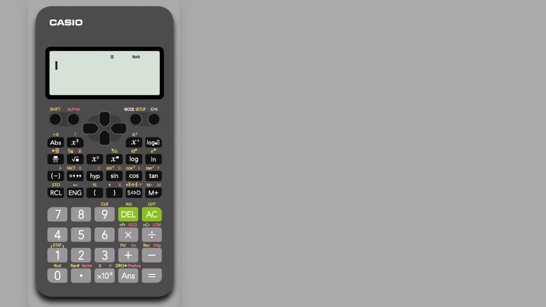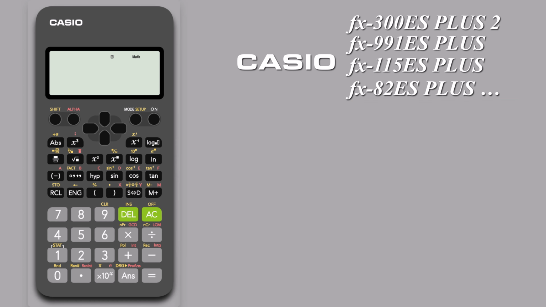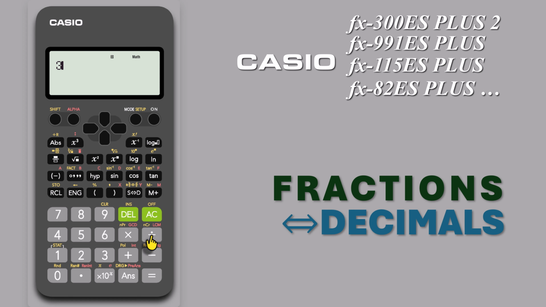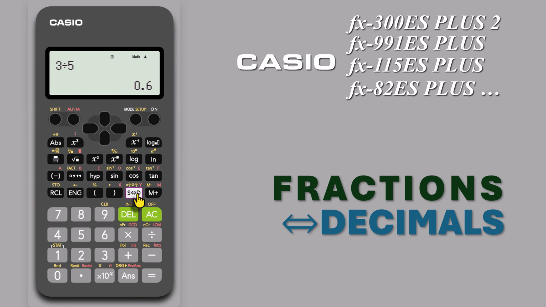When the Casio FX Plus series calculator is in its default mode, performing division often results in fractions. For example, if you type 3 divided by 5, the screen will display it as the fraction 3 over 5. Of course, you can easily toggle between formats by pressing the S to D key. Press it once to convert the fraction to a decimal, 0.6, and press it again to convert it back to a fraction. But suppose you want your divisions to show decimals right away.